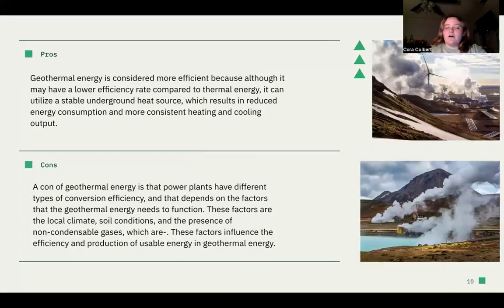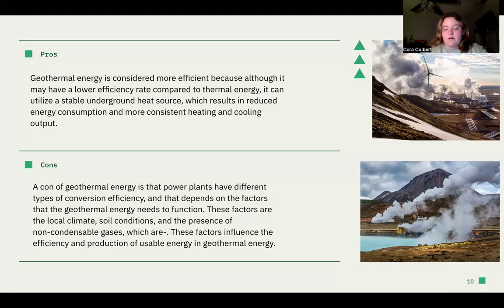Some pros and cons for geothermal energy: of course, as I stated, the pros are that it is more efficient because it uses fewer resources, even though it has a lower efficiency rate compared to thermal energy, and it utilizes a stable underground heat source, which results in reduced energy consumption and a more consistent heating and cooling output.